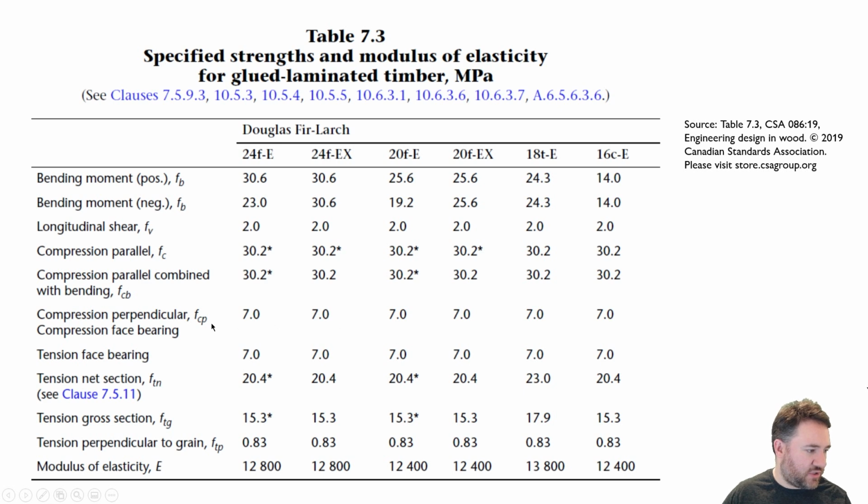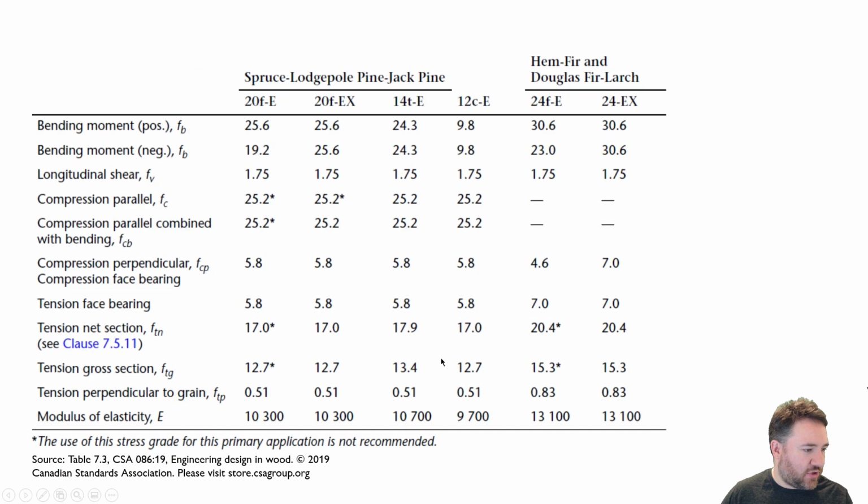And you see I have two different values here. One is for compression face bearing, the other is for tension face bearing. They both happen to be 7.0 here. And this is usually the case that they're the same, but the reason that it's separated is because for hem-fir, they're actually different. And the reason that they're different is because of this issue of the plies on the top and bottom of a glulam being potentially different for the E grades than for the EX grade. So I'll show you that example.